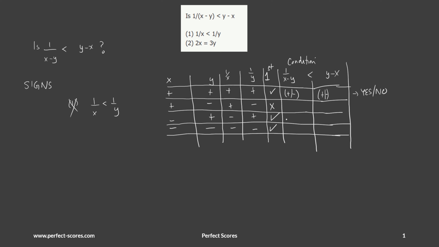Again here it's 1 over (x minus y), so x minus y, negative minus positive, is always going to be negative, and y minus x, positive minus negative, is always going to be positive, so this will always give me a yes. Negative and negative: x minus y, which is negative minus negative, can be positive as well as negative. Similarly, both are negative here, so this can be positive as well as negative.